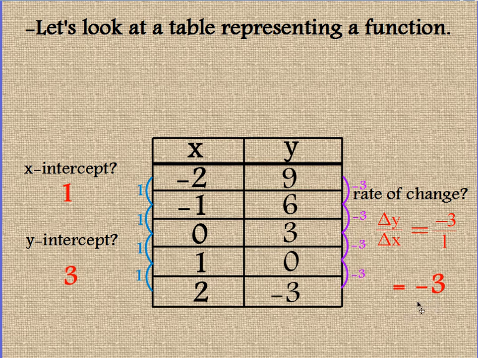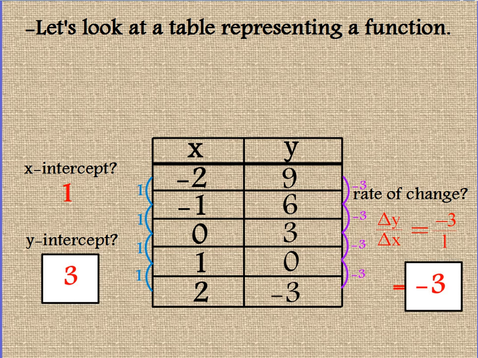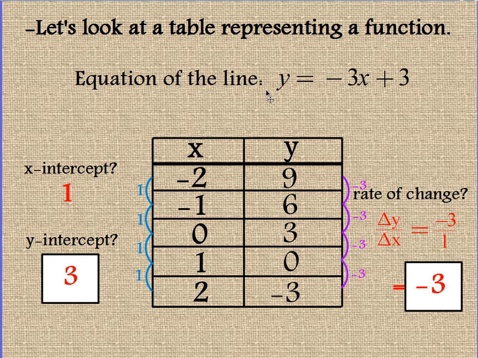Now we have a slope of negative 3 and a y-intercept at positive 3. I can substitute those values into our equation for m and b, and I get the equation y equals negative 3x plus 3.